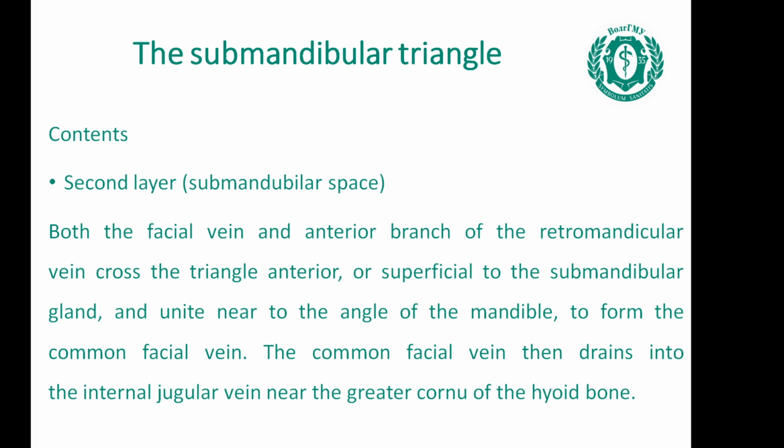Second layer, submandibular space. Both the facial vein and anterior branch of the retromandibular vein cross the triangle anterior or superficial to the submandibular gland and unite near the angle of the mandible to form the common facial vein. The common facial vein then drains into the internal jugular vein near the greater cornu of the hyoid bone.